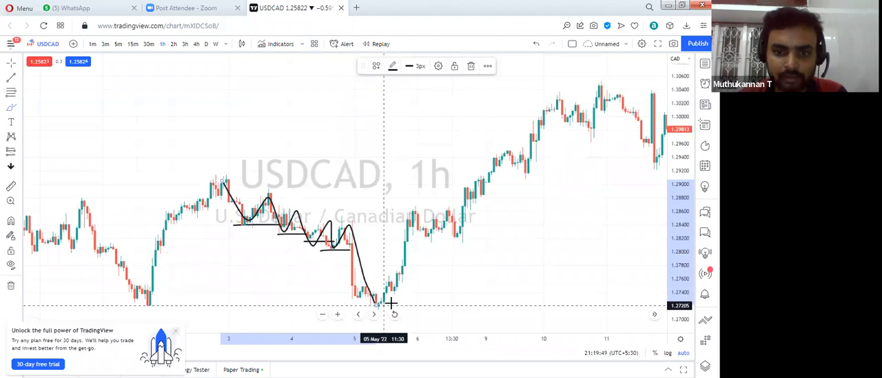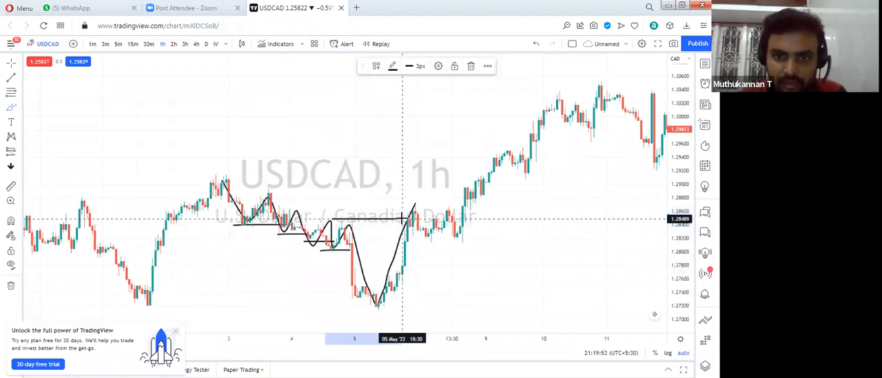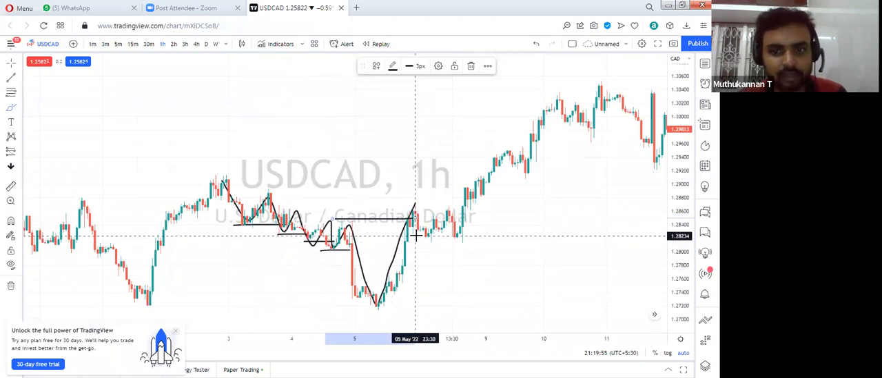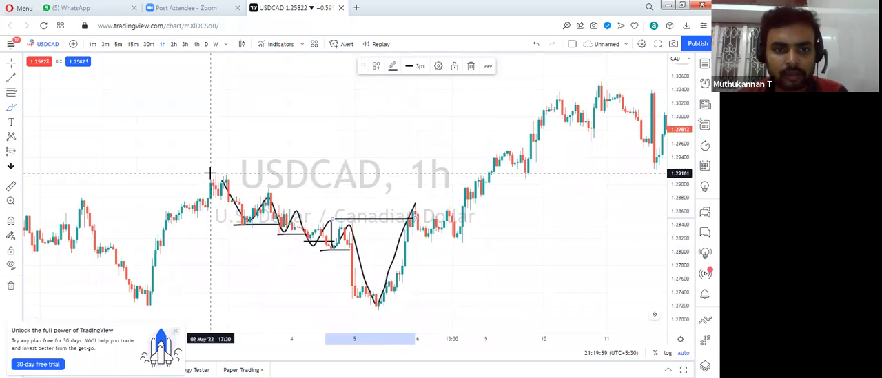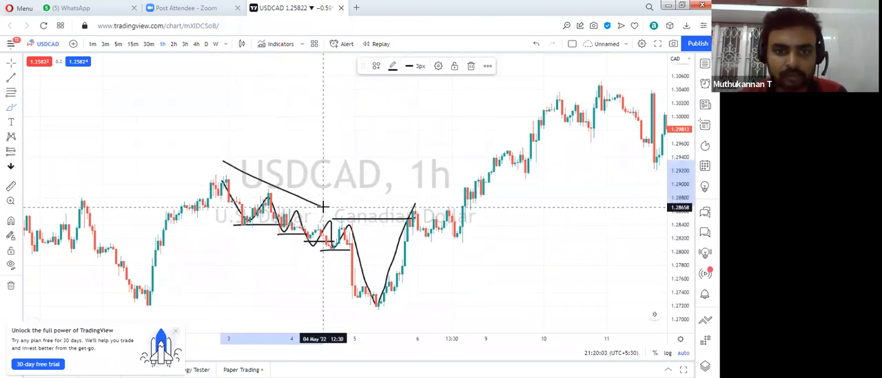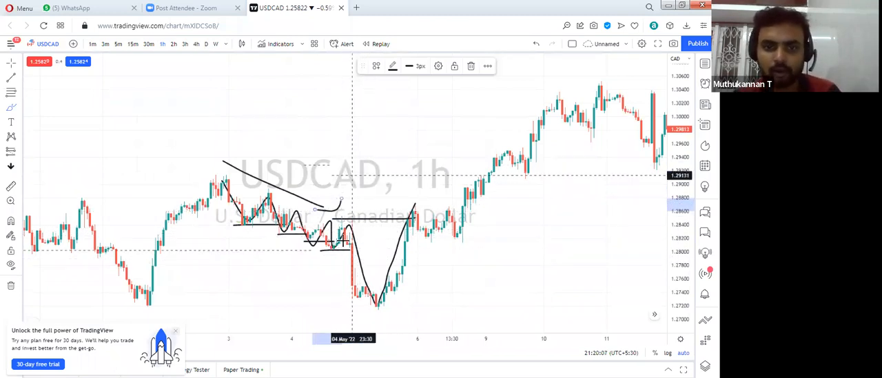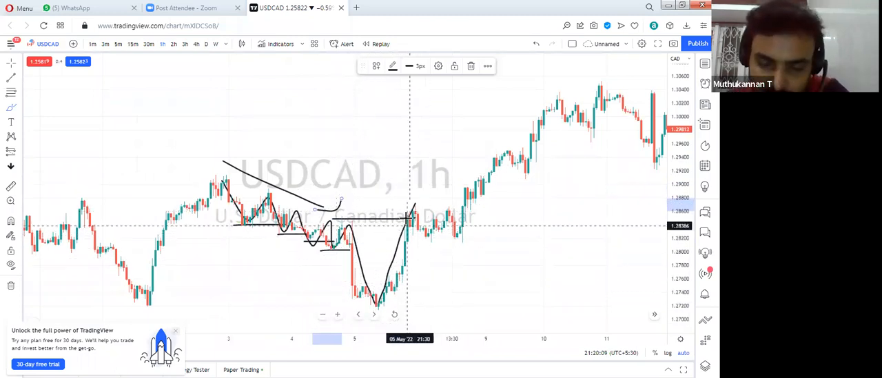Now suddenly what happened? A higher high is created, right? There's a break of structure. Now this is called break of structure. This is called a downtrend. Till this point, it was a downtrend, right? Now what is happening here is exactly here.